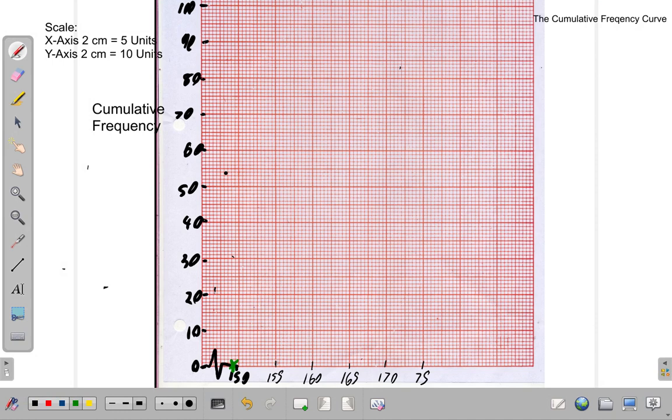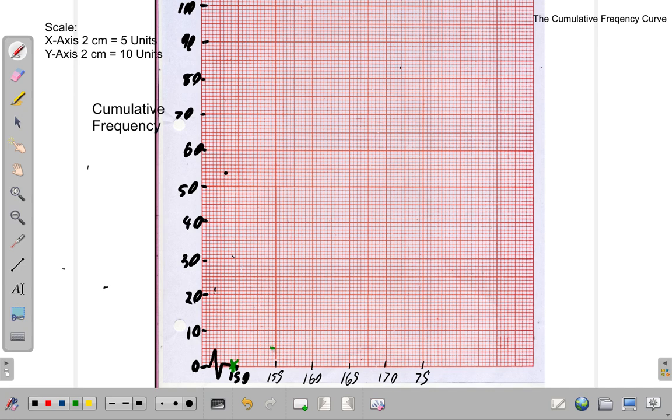This is 155. 154.5 means you start just to the left and you go up to where 8 is. Now you want to find 8. From here to here is 10. Halfway up is 5. We're not going to worry too much about these little squares at this point. We will zoom in and show them later on.